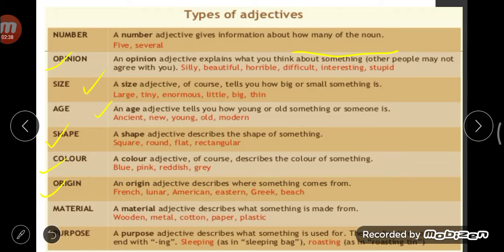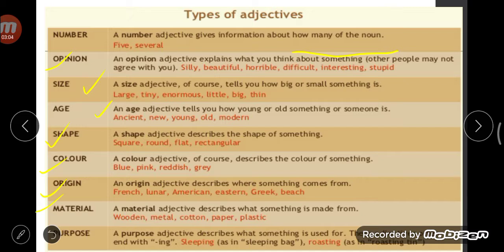Origin. An origin adjective describes where something comes from. French, lunar, American, Eastern, Greek, beach. A material adjective describes what something is made from. Wooden, metal, cotton, paper, plastic.